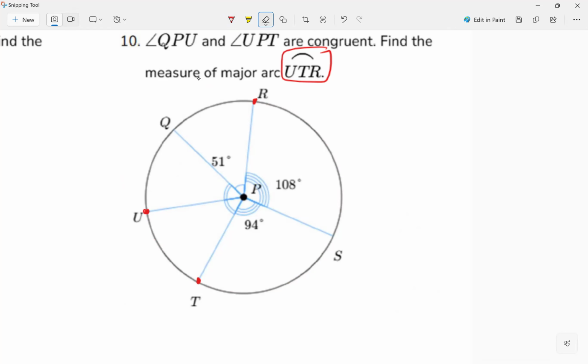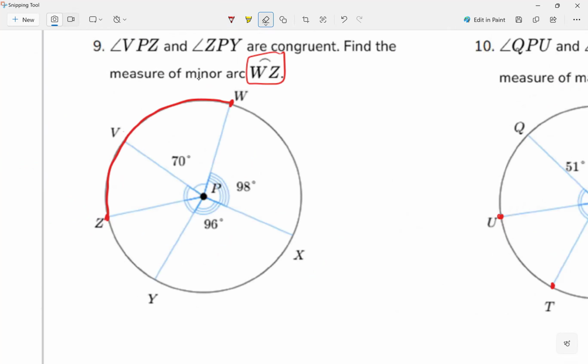So let's take a look here. Question number 9, let's work this out. We're going to work 9 through 14. It says angle VPZ. Which one is that angle? So let's connect V with P and Z. Here's V, here's P in the center, and Z over here, so we're talking about this angle. So angle VPZ and angle ZPY, that's this angle, are congruent.